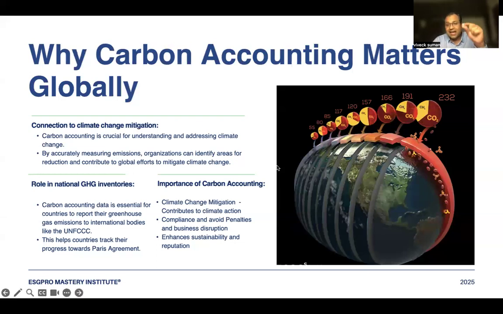Now, why carbon accounting matter? Now you have to connect the climate change mitigation with the carbon accounting here.